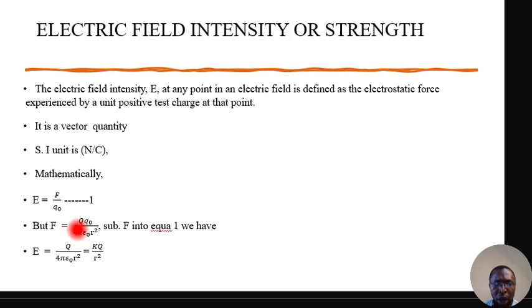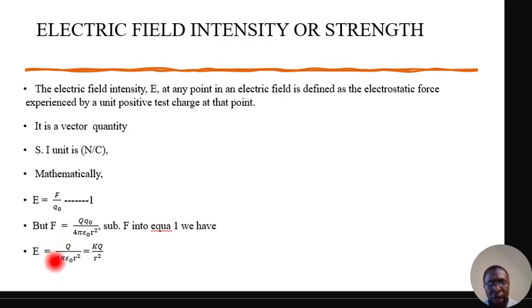But we know that our F itself from Coulomb's law is Q1Q2 over 4 pi epsilon r squared, where our Q1 is now capital Q, our Q2 is now Q naught. Now, if you replace this value of F into equation 1, then we'll be having electric field intensity to be Q all over 4 pi epsilon naught r squared. But we also know that 1 over 4 pi epsilon is K.